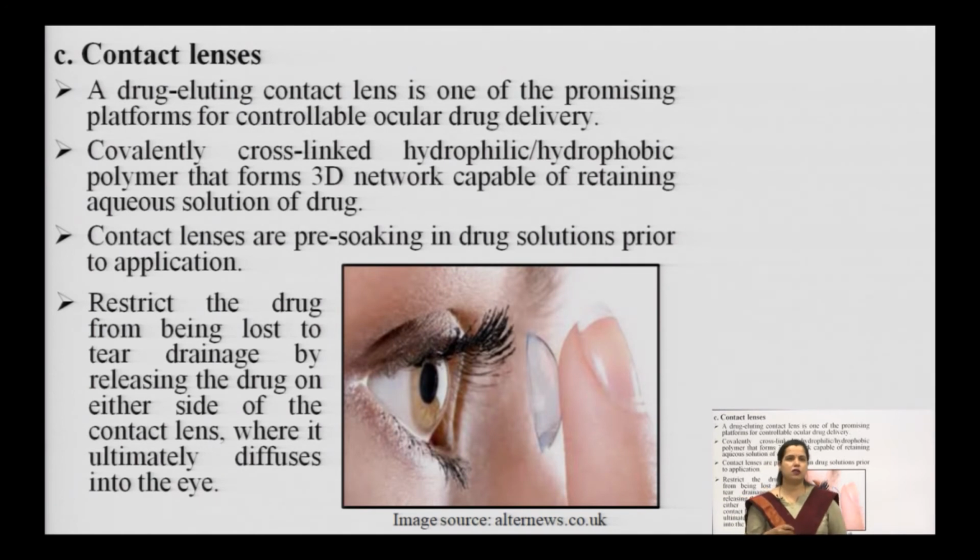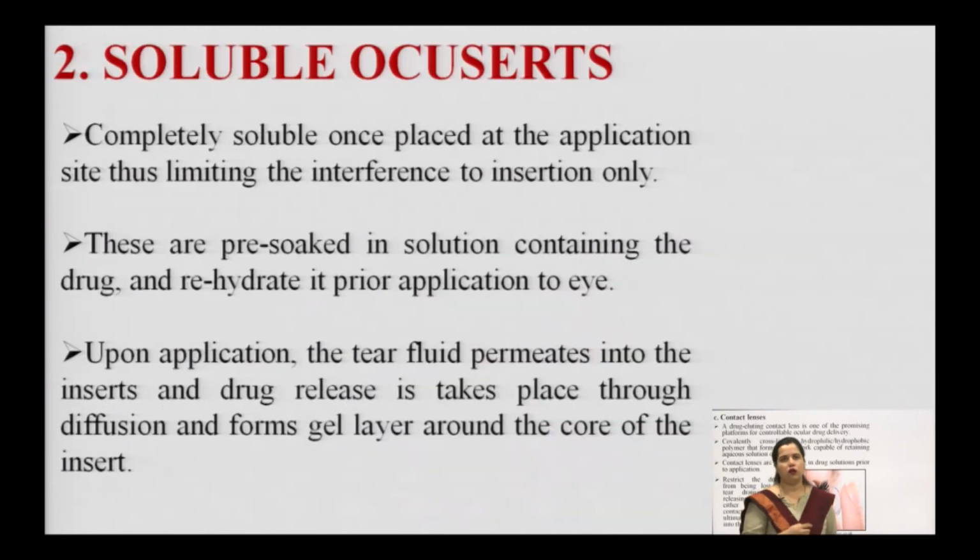Contact lenses restrict the drug from being lost to tear drainage by releasing the drug on either side of the contact lens, where it ultimately diffuses into the eye. So, these restrict the drug from being lost, and the drug loss through the drainage process is very minimal, as it sticks to or diffuses to the eye wall or the corneal membrane only.